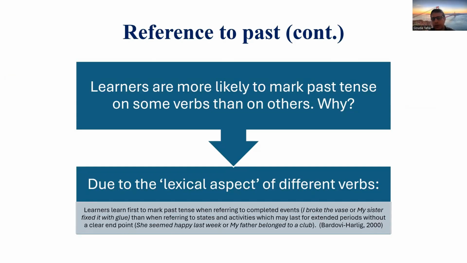And an interesting thing is that learners are more likely to mark past tense on some verbs than others. And that reminds us of the child language acquisition process that we discussed: the idea of overextension or overgeneralization, the idea of transitivity bias, and all the things that we discussed in the first part of the course.